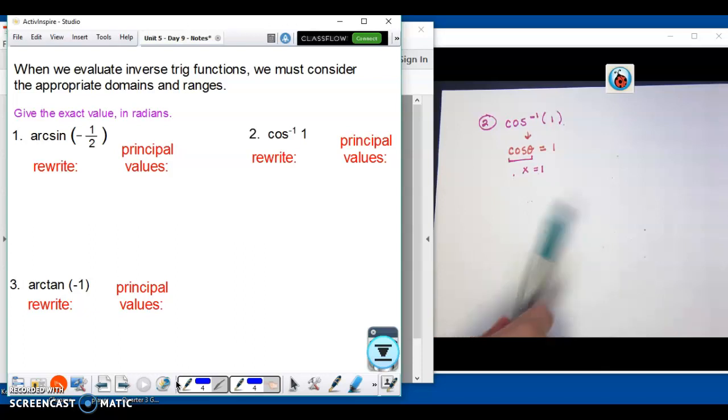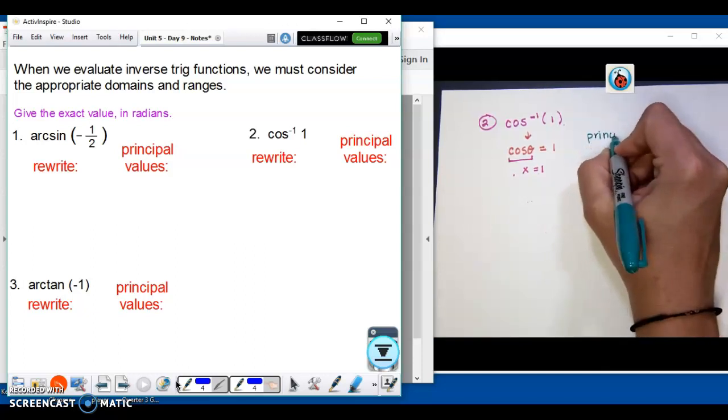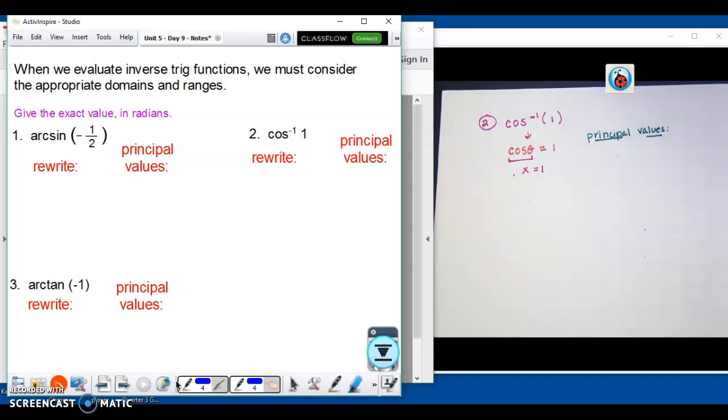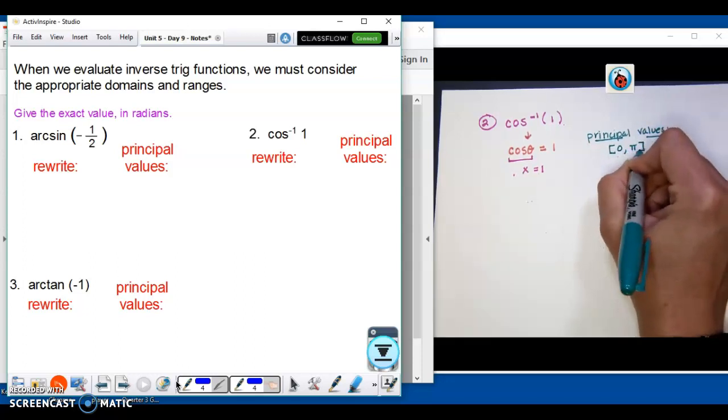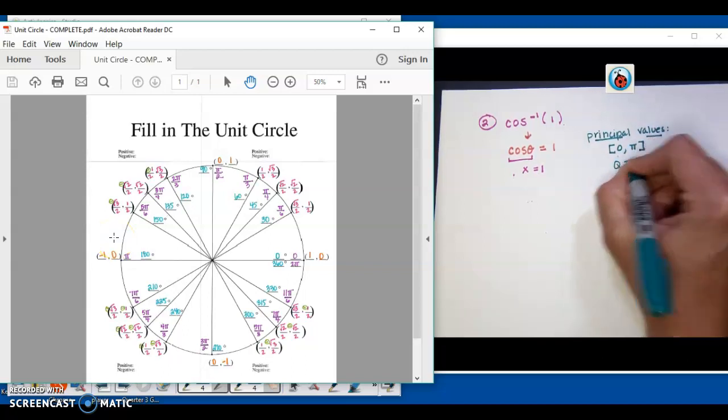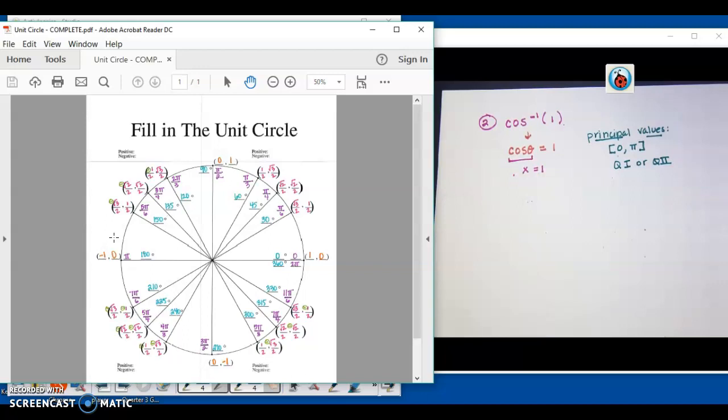Because we're doing inverse trig functions, we have to look at the principal values. The principal values come from the range of the graph of the arc cosine. The range on that graph was from 0 to pi. On our unit circle, from 0 to pi, we're looking in quadrant 1 or quadrant 2. The good thing about arc cosine is that quadrant 1 or quadrant 2 gives you your exact answer. You don't have to do any fixing at the end. We're trying to find where the x value is 1. The x value is 1 when we're at 0, so 0 is our answer. If you want to double check, 0 does fall on the bracket, so it can be included.